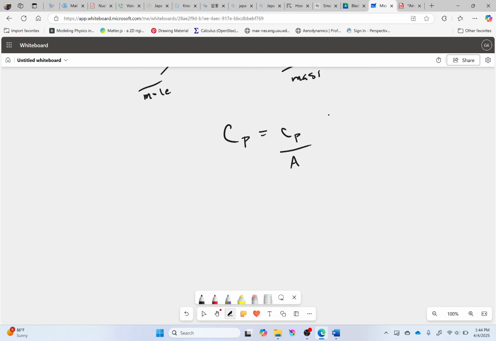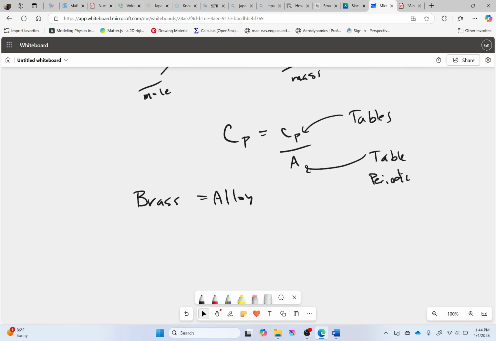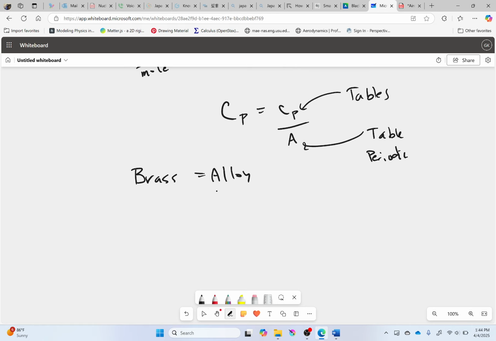So these are all from tables. You can just look them up. Usually this is from the tables or the periodic table. So it's not too hard to calculate this. What I want to do in this case is to give you a little bit of a harder problem. We're going to do this for brass. Now brass is an alloy, and because it's an alloy, I don't have its atomic weight right off the bat because it can have different compositions.